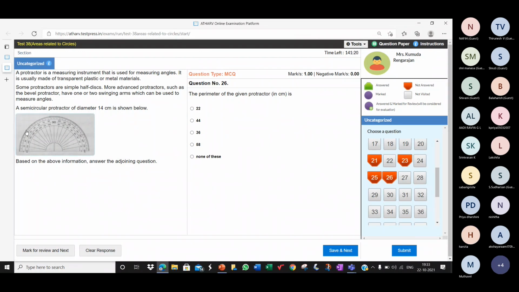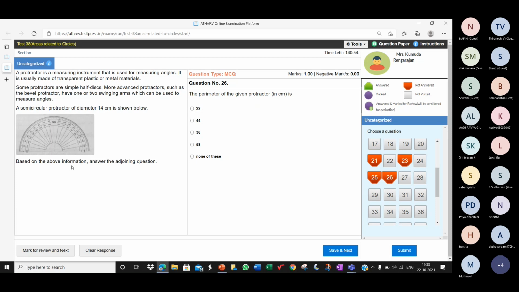Yes, the length of this one is pi r, because full circle is 2 pi r. This is pi r plus d. Perimeter is always the length of the boundary of a closed figure. Only this arc is not perimeter. Perimeter is the length of the closed figure. So pi r plus d.